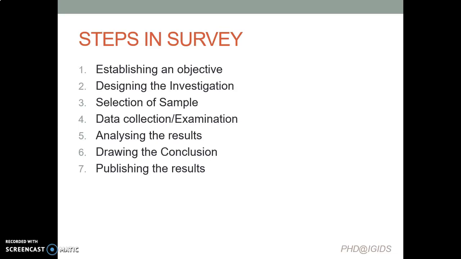Now going to the next topic for today, it is steps in survey. What are the procedural steps in conducting a survey or epidemiological survey? There are 7 essential steps in the conduct of a survey. The first is establishing an objective. Second is designing the investigation. Third is selection of sample. Fourth is collection of data or examination. Fifth is analyzing the results. Sixth is drawing the conclusion. And seventh is publishing the results. In today's class, we'll be dealing with details regarding each step.